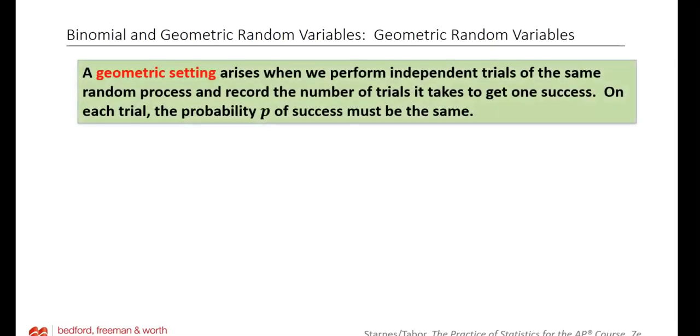The geometric setting arises when we perform independent trials of the same random process and record the trials to get one success. That's key. Each trial, the probability of success must be the same. Really very similar conditions to binomial. But the condition about a set number of trials is not the case here. I would summarize geometric as getting one success.